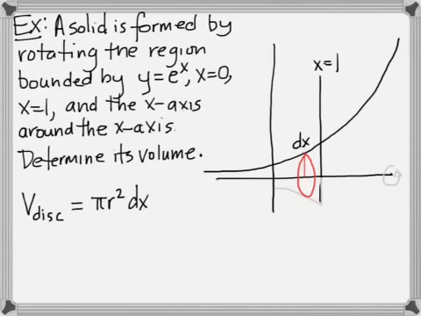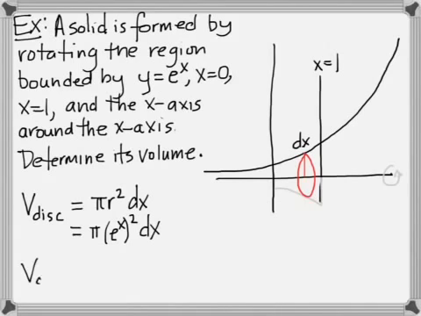Well, the volume of the disk is easy. It's the area of the circle times dx, pi r squared times dx. And hopefully this is clear to you that the radius here is always just e to the x. It's this curve, y equals e to the x, so it's a function of x. The radius is just e to the x. So that's what I write in there. I replace r with e to the x. So that's my formula for the volume of the disk.